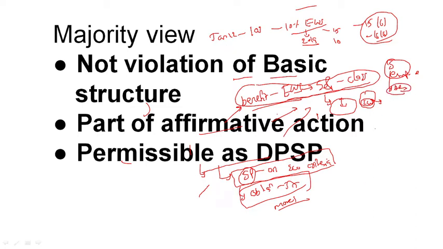Further, they also mentioned that it is permissible by DPSPs because DPSP stipulates to fulfill the objectives of the state by providing special provisions on the economic criteria. That is, on the economic criteria, they can provide some assistance to the people to realize the DPSP's goals. On that aspect, it was permissible.